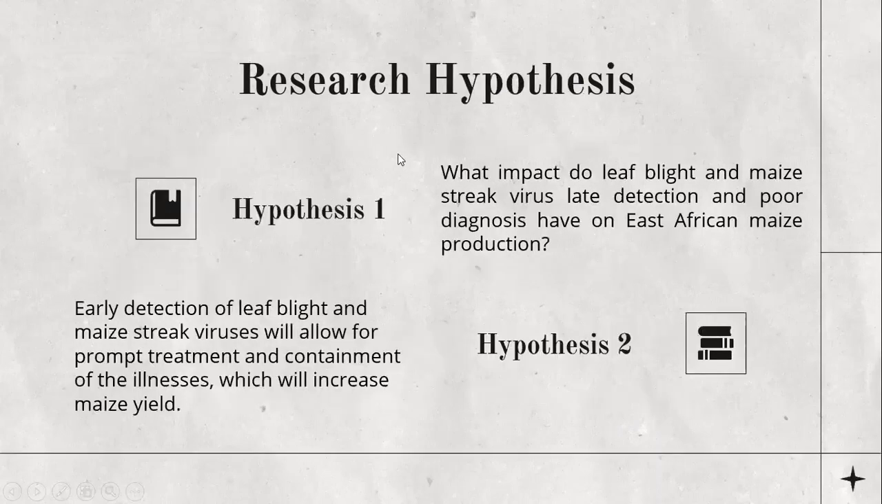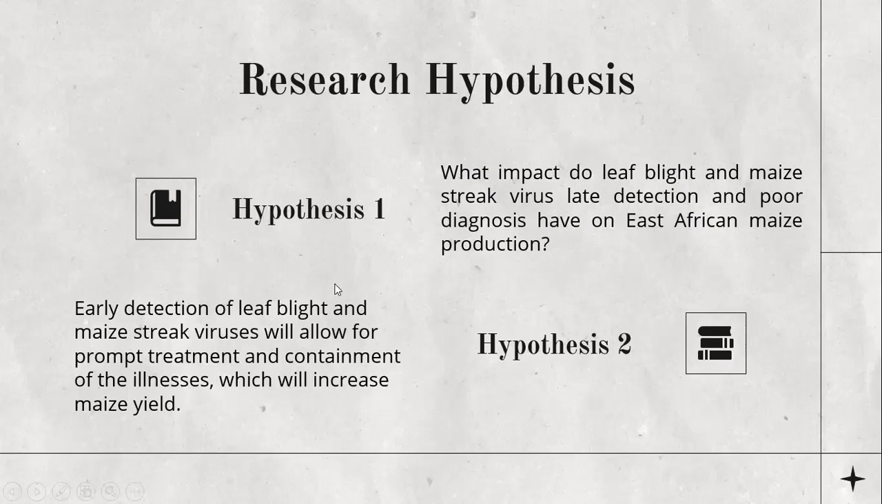Now, we also have research hypotheses. The first one is: what impact do leaf blight and maize streak virus, late detection, and poor diagnosis have on East African maize production? What would happen if there is late detection and missed or poor diagnosis of these diseases?